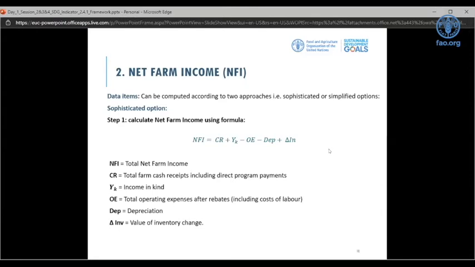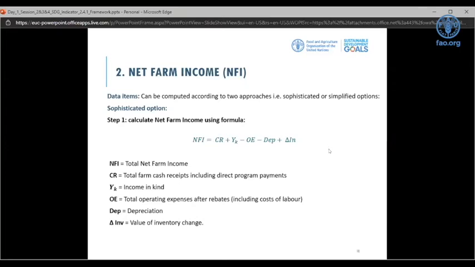So for measuring the net farm income, as I mentioned, we are suggesting two approaches. The first one is the sophisticated approach. Obviously, it's more complicated and more data demanding. And the second one is a more simplified approach, which is based on farmer declaration about his net farm income.